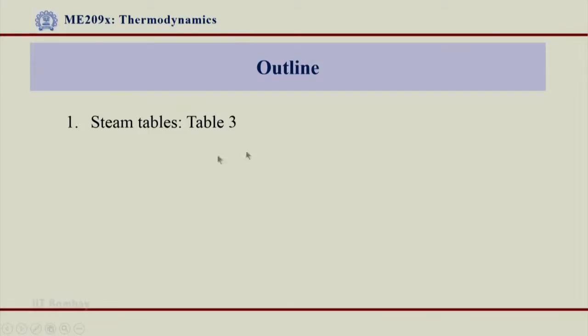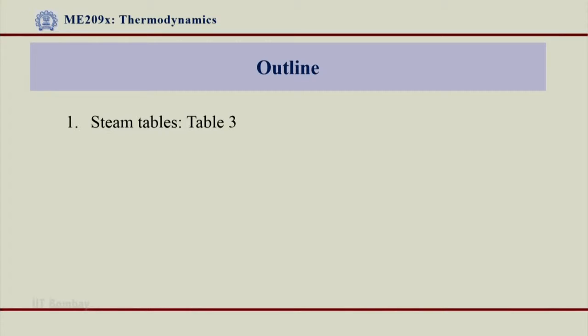After understanding table 1 and table 2, and using them to identify which zone a particular state belongs to, let us now come to table 3, which we have not yet understood. Table 3 actually deals with the single phase region.